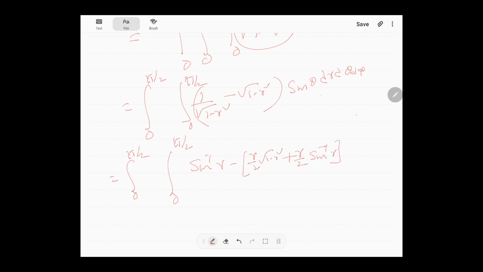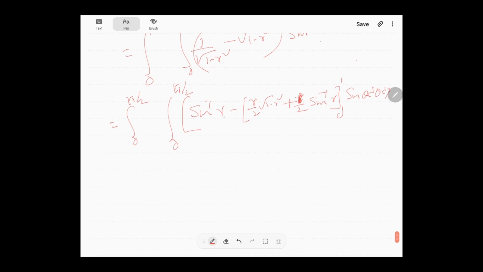a square by 2 sine inverse r. Root a square minus x square gives x by 2 root a square minus x square plus a square by 2 sine inverse of x by a, here with a equal to 1, so 1 by 2 sine inverse r, between the limits 0 to 1, times sine theta d phi. If I substitute 1, sine inverse 1 is pi by 2. Pi by 2 into 1 by 2 will be pi by 4.